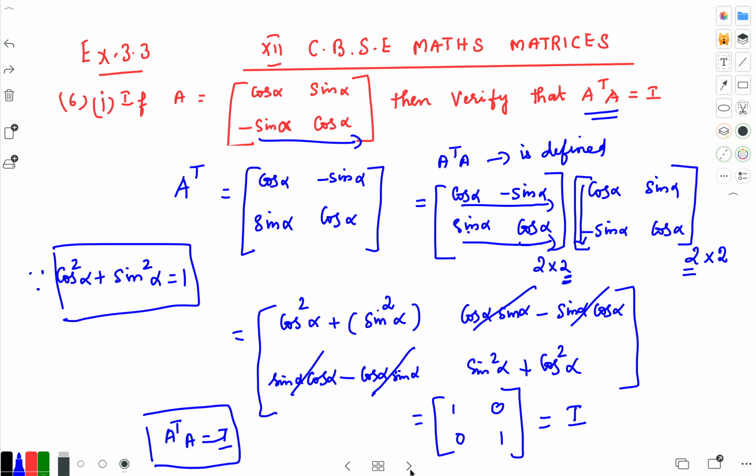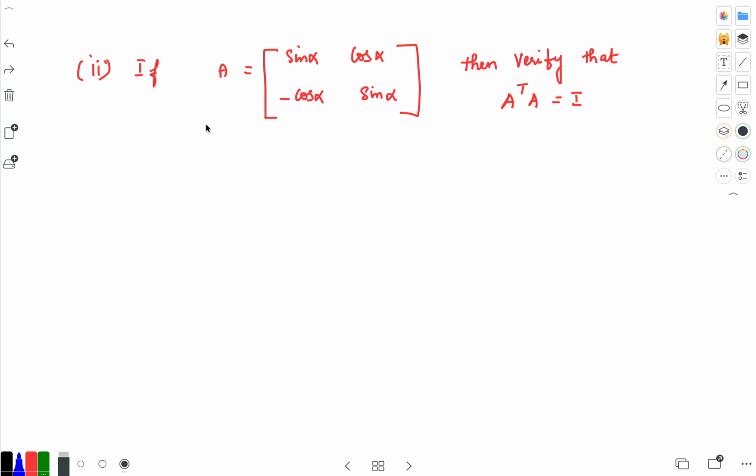Next, let us find: if matrix A is [sin alpha, cos alpha; minus cos alpha, sin alpha], let's verify that A transpose A is the identity matrix. A equal to sin alpha, cos alpha, minus cos alpha, sin alpha.